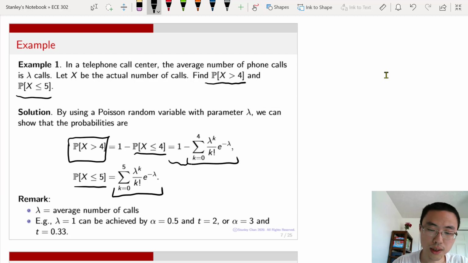And clearly, you can plug in the lambda. So if I know lambda is equal to 3, I can just plug in the 3 here, plug in the 3 here, and then you use your computer, then you can get a number. Okay, so that's the example.